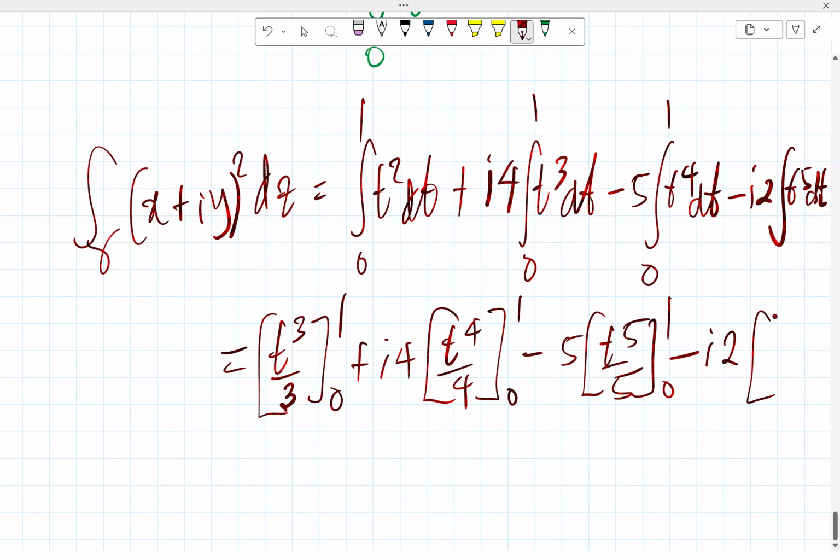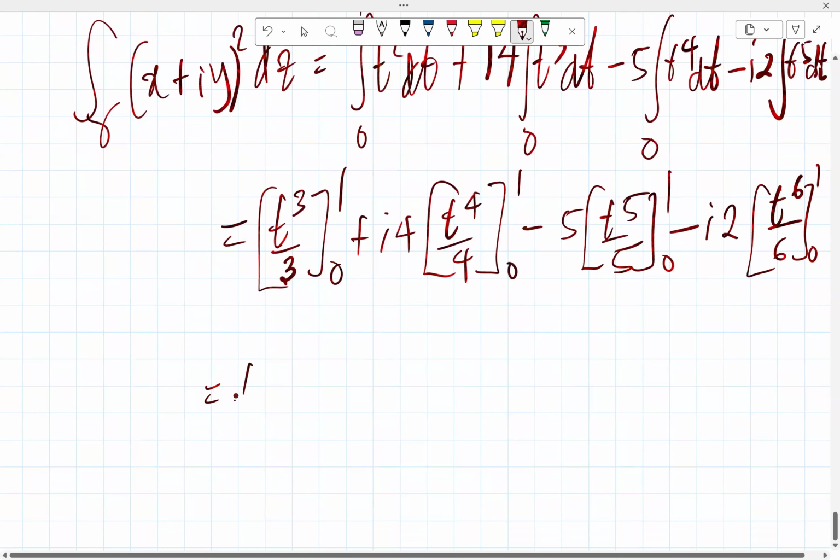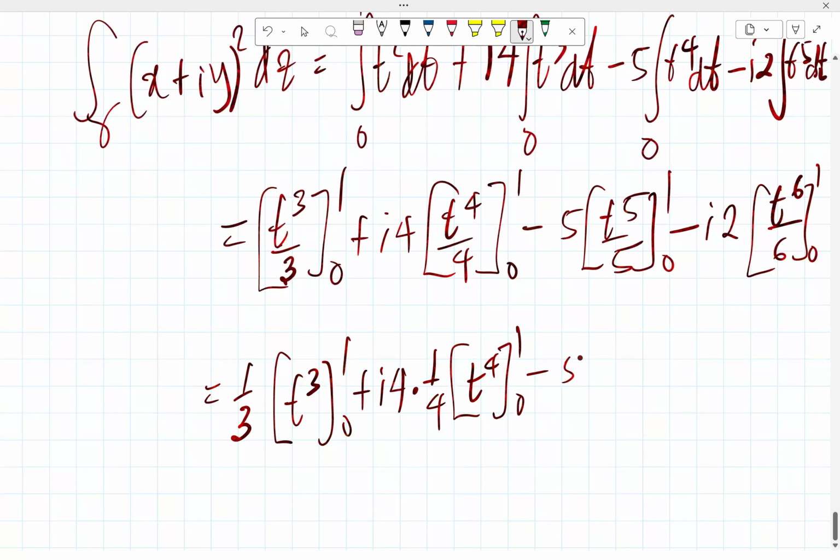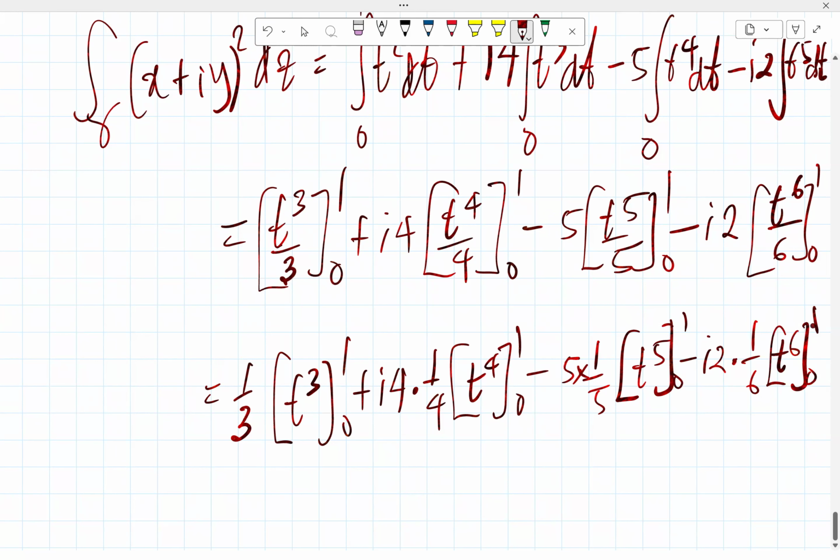Then t raised by 6, t raised by 6 over 6 from 0 to 1. Okay, so we are getting home gradually. So I like to bring out the constant. So 1 over 3 t cubed from 0 to 1 plus 1 over 4 multiplied by 1 over 4. If you bring out the fraction, you have t^4 from 0 to 1 minus 1/5 times t raised by 5 from 0 to 1. Then minus i/2 multiplied by 1 over 6, t raised by 6 from 0 to 1.